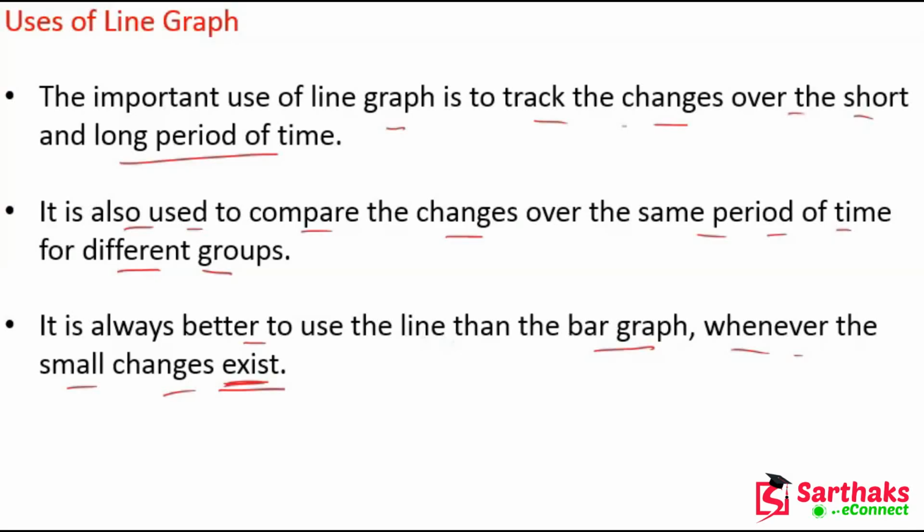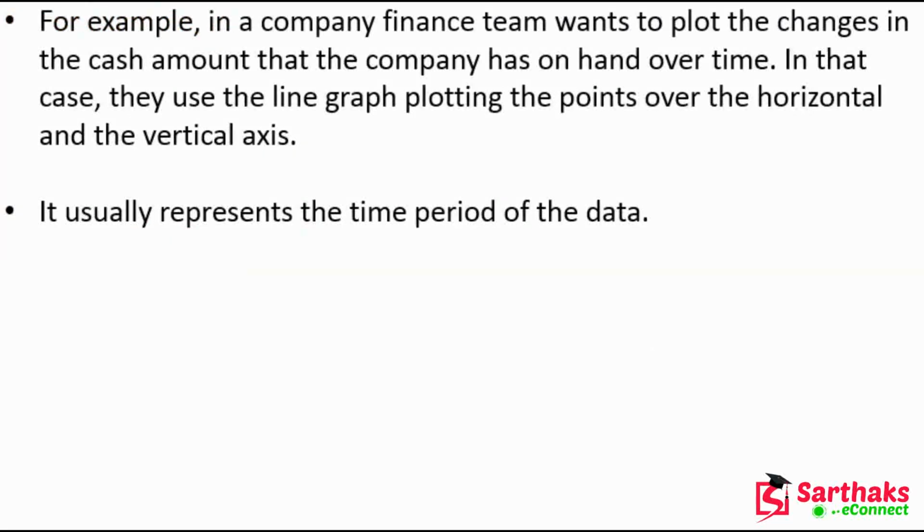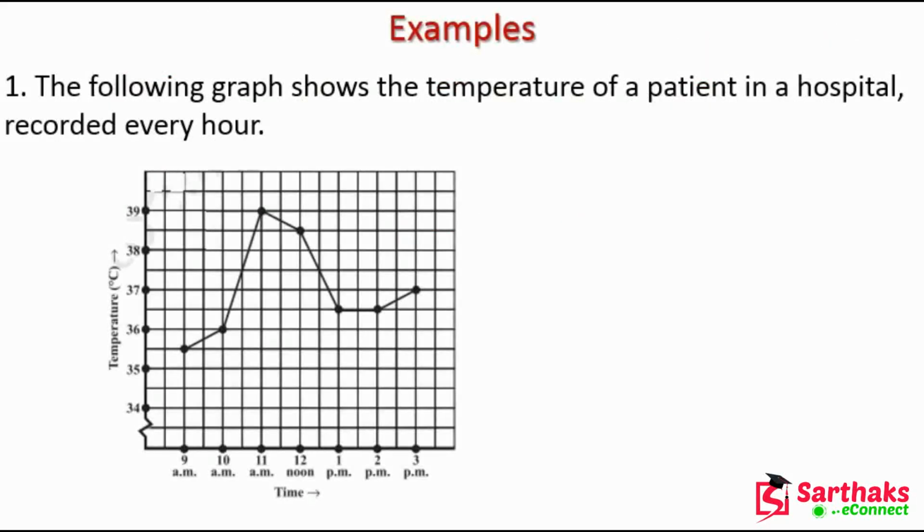Now, for example, a company's finance team wants to plot the changes in the cash amount that the company has on hand over time. In that case, they use the line graph, plotting the points over the horizontal and the vertical axis. It usually represents the time period of the data. Now let's solve some problems.